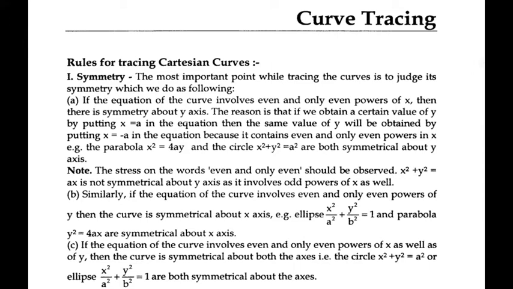Just check this example, the ellipse. The equation of the ellipse contains both x square and y square, so it is symmetric about both x and y axes. If you take the parabola y square is equal to 4ax, see here y square, it contains even powers of y, therefore it is symmetrical about the x-axis. The most important thing: when given a curve, see the symmetry of the curve.